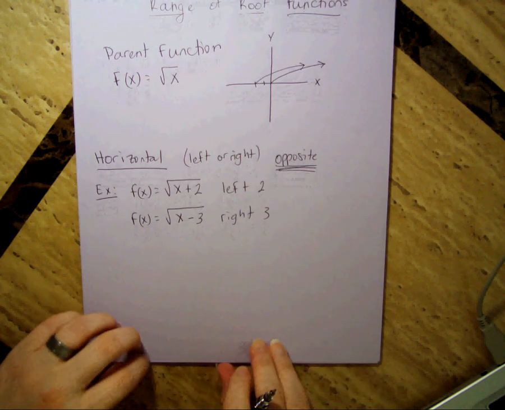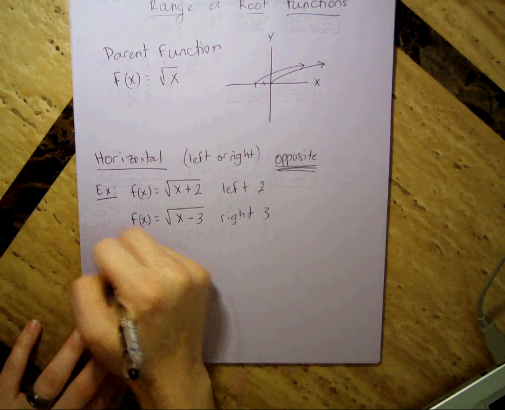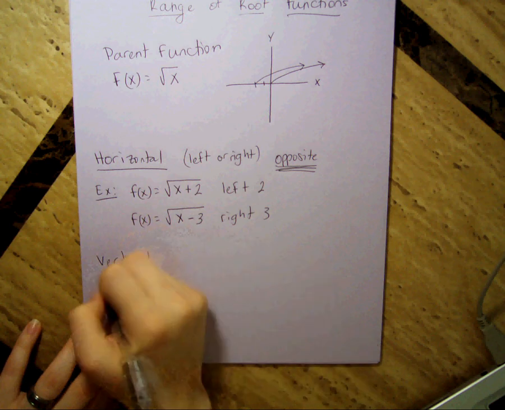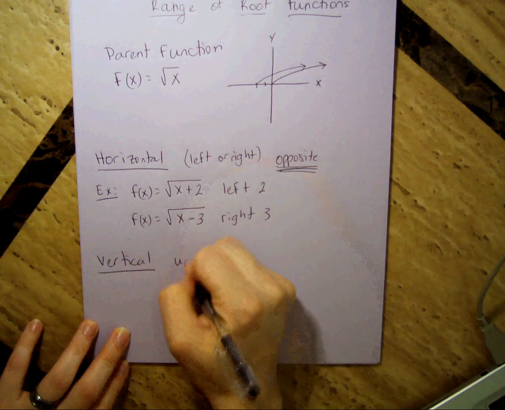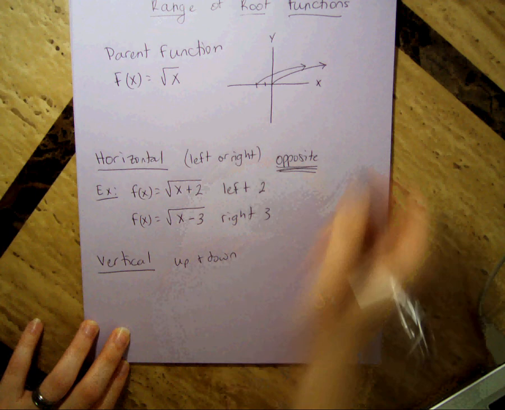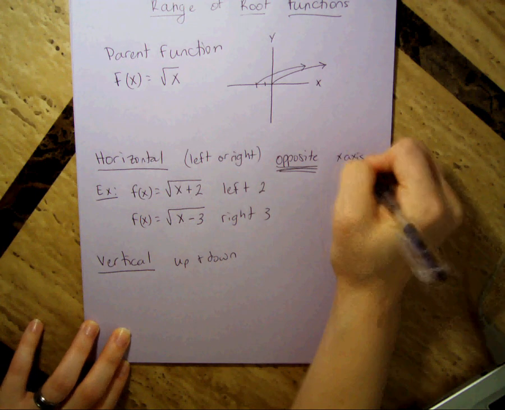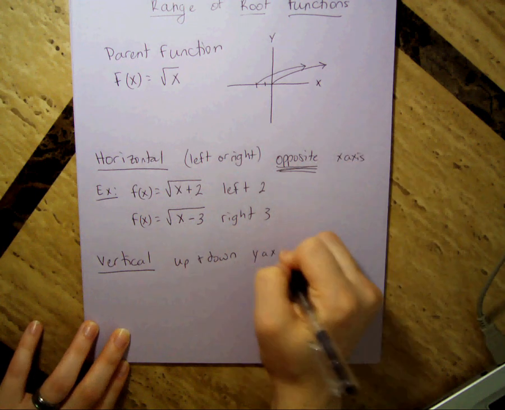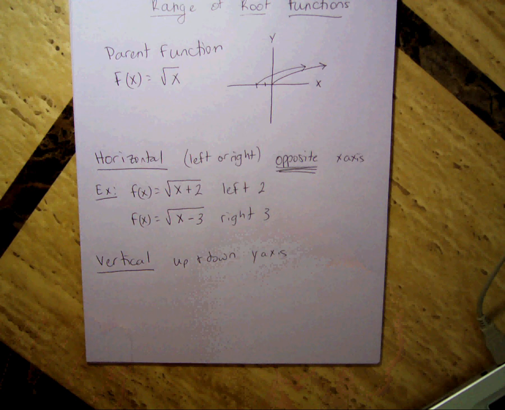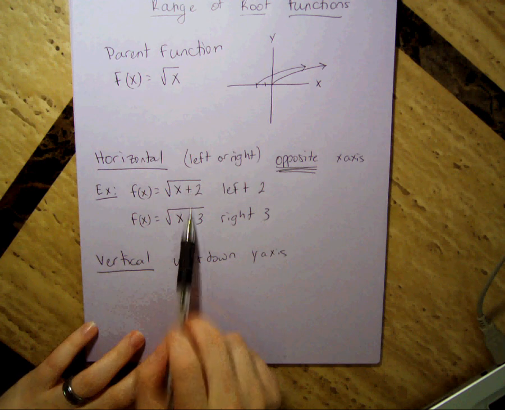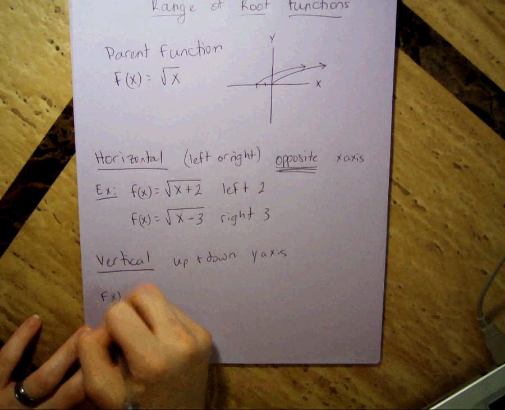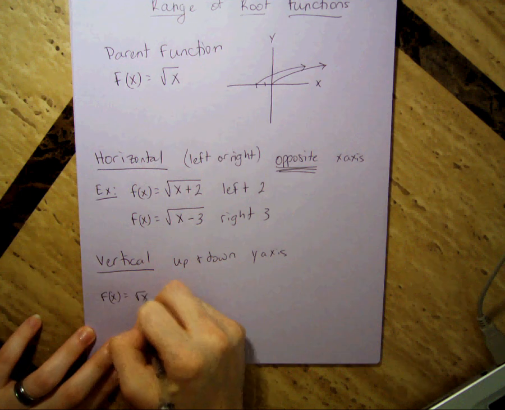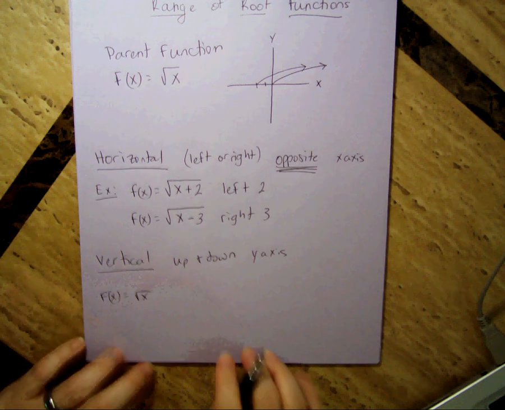Let's look at a vertical transformation. So vertical goes up and down like the y-axis. So this is up and down. And so this is like the x-axis, and so this is going to be like the y-axis. And the vertical transformation is straightforward, and instead of it being underneath the square root like this, it'll be on the outside. So an example of that real quick, f of x equals the square root of x, and there's nothing under it, nothing under the square root.